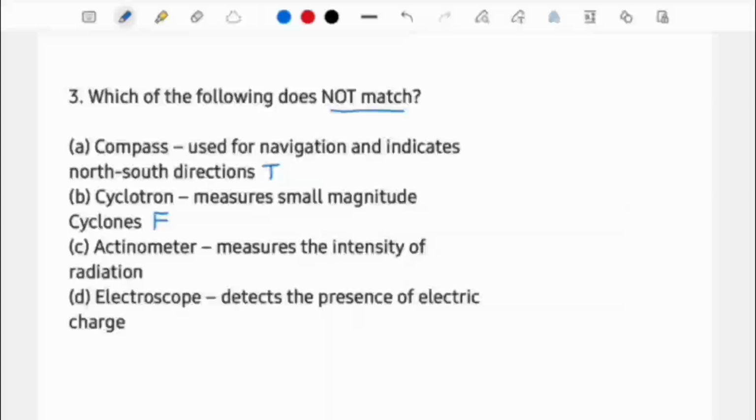Actinometer, it measures the intensity of radiation and therefore it's used to measure the heating power of radiation.